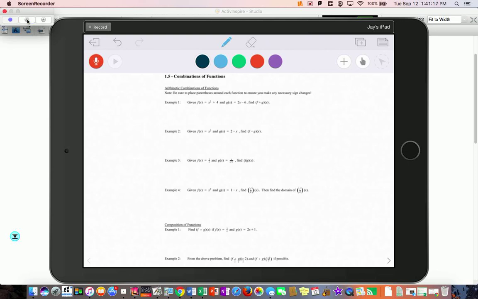1.5 video is a little more function notation. This one is combinations of functions, where we could add, subtract, multiply, or divide functions. So not too difficult. We did this in Algebra 2.